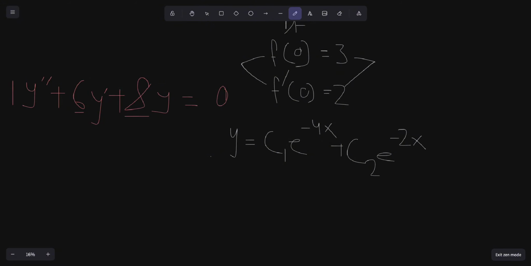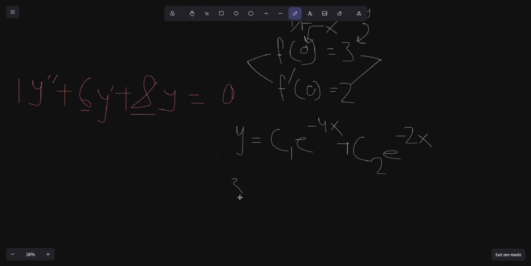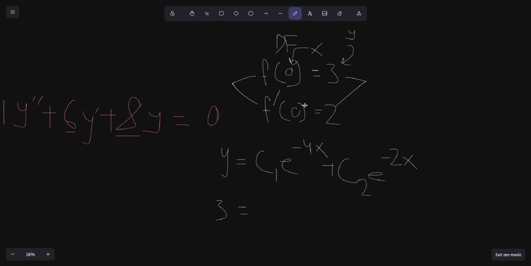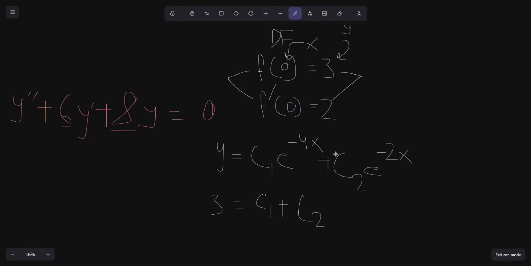But once again, this is just another plug and chug, like what we did with first order differential equations. Recall that whatever you put inside the function is your x value, and the corresponding output is the y value. So we can say that 3 is equal to, when we plug in 0, e to the 0 is 1, so I'm just left with c1 plus, and once again e to the 0 is 1, so 3 is equal to c1 plus c2.